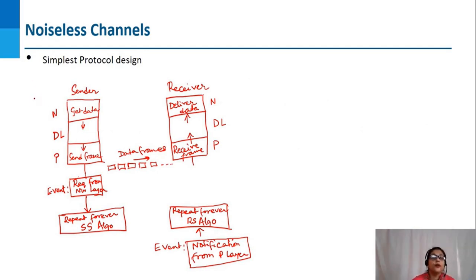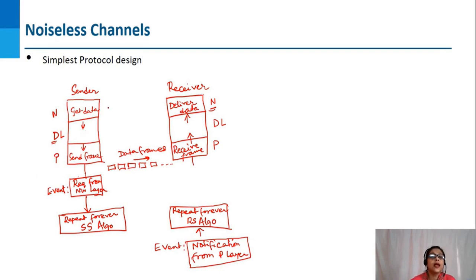Here this is the flow diagram of the simplest protocol design. We have the sender side. The network layer gives the data to the data link layer. So the data link layer is getting the data from the network layer. It passes it on to the physical layer as frames, and from the physical layer, the raw bit streams are passed on to the receiver side. At the receiver side, again, the physical layer receives the data frames, and it passes them on to the data link layer, and then it delivers the data to the network layer.